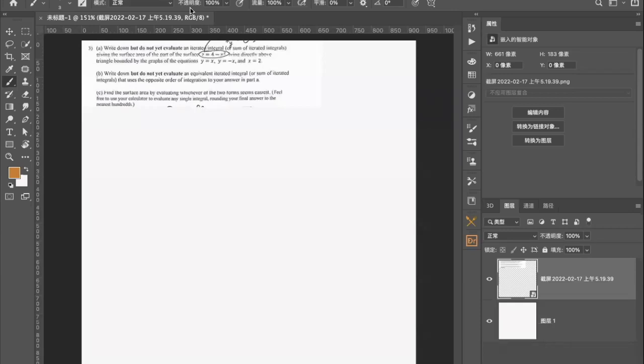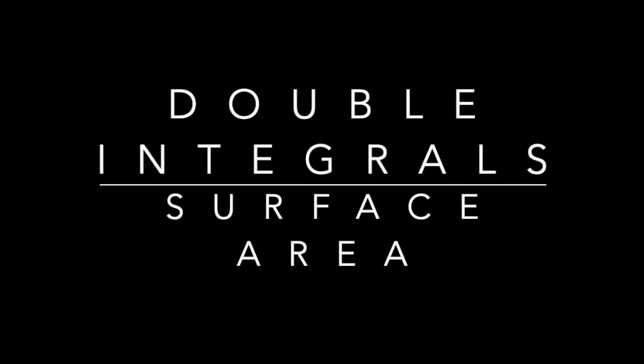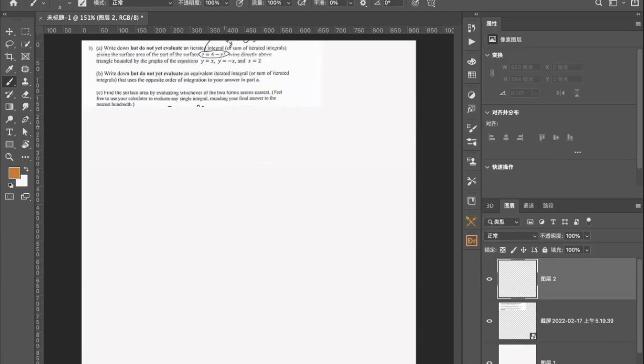Welcome back. Today we are going to talk about finding the surface area of a region, and also, you know, a sphere, an area. So, what should we know about surface area?